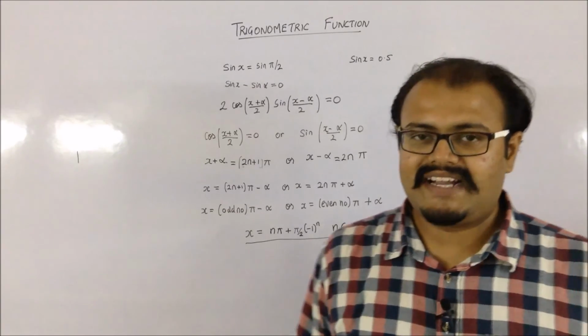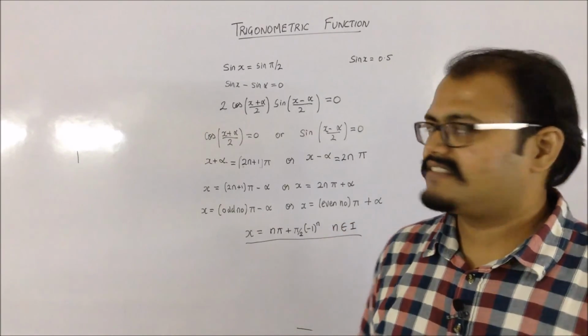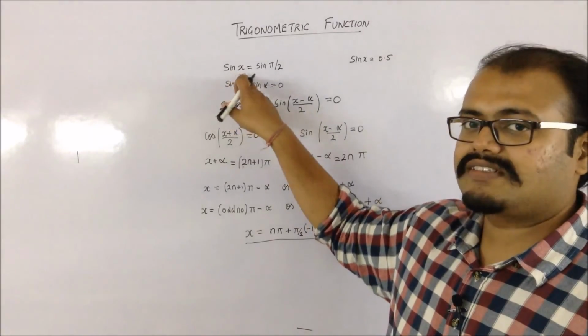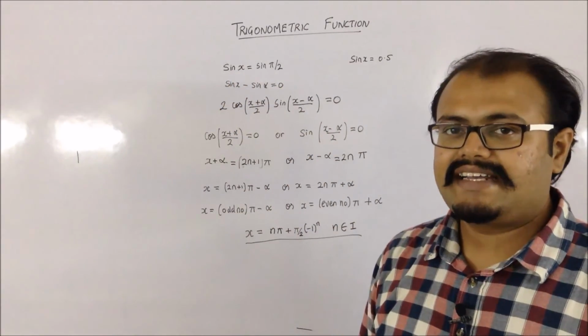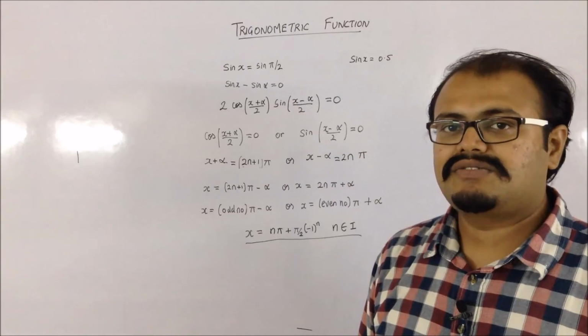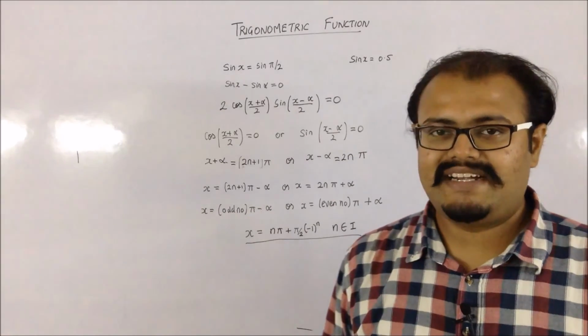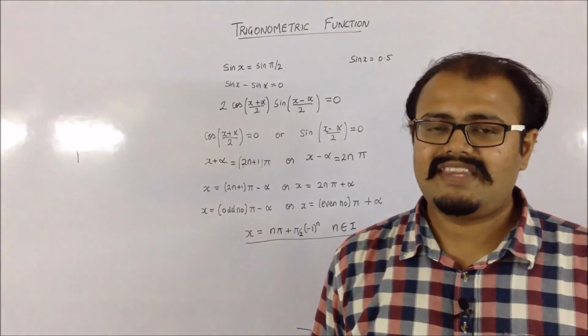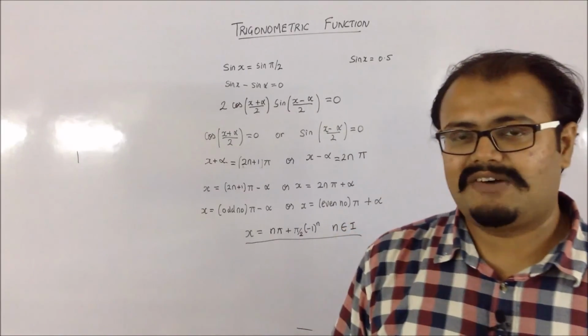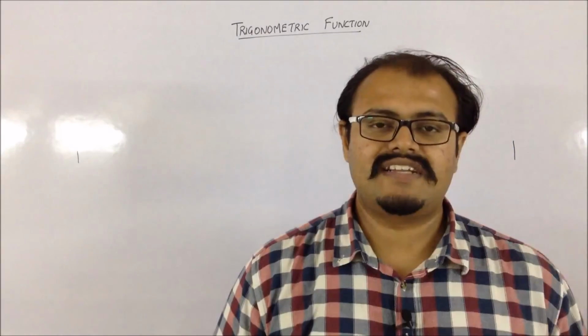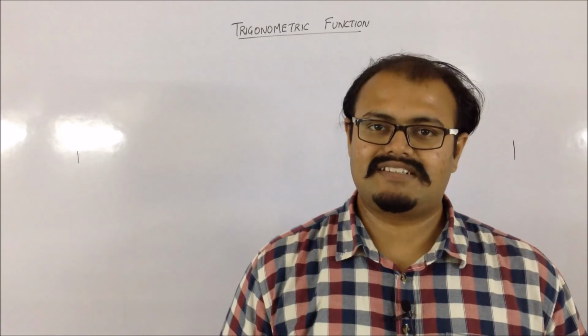Okay, so this can be continued with other sets of relations that you can find, for cos x equals cos alpha, tan x equals tan alpha, and so on. Those can be done on your own. So you have pretty much an idea how to solve a trigonometric equation. So we are concluding with our trigonometric functions today.